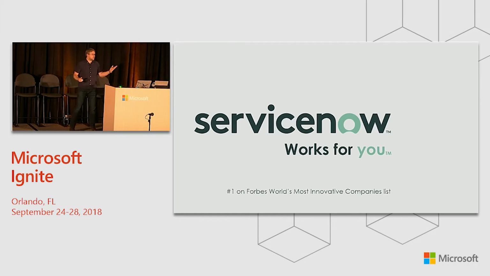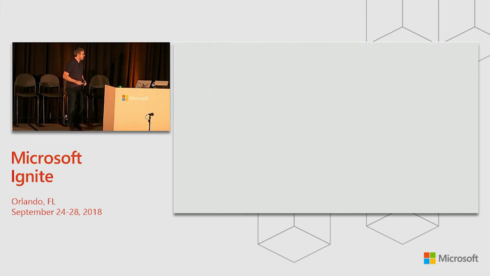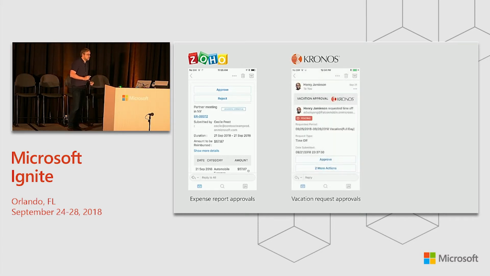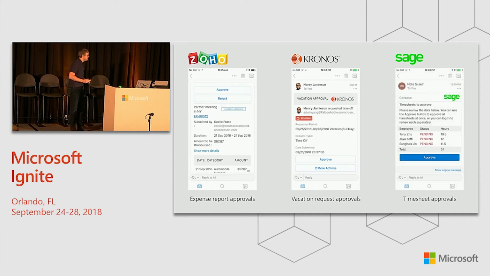Right before this ServiceNow presentation, we talked about other partners who have joined us. So we talked about Zoho. Zoho implements expense report approvals in actionable messages. We also have Kronos coming to us with vacation request approvals, and those are just starting points for them. And even Sage with timesheet approvals.